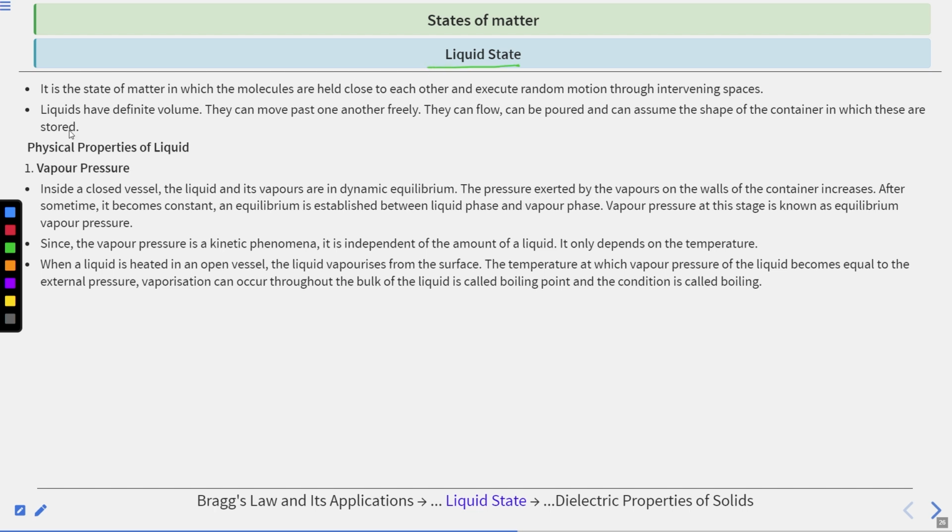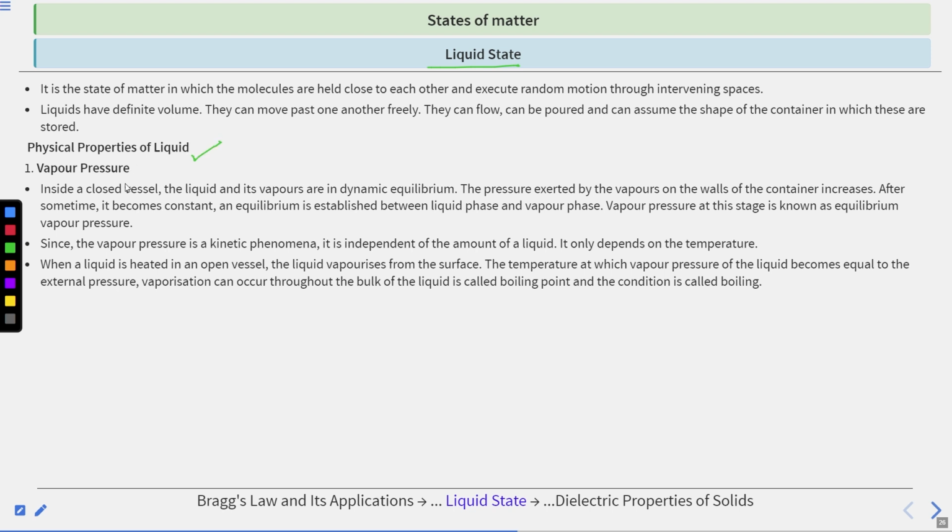Liquid state. State of matter in which molecules are held close to each other and execute random motion. Liquids have definite volume. They can move past one another freely. They can flow, can be poured, and can assume the shape of the container in which they are stored.